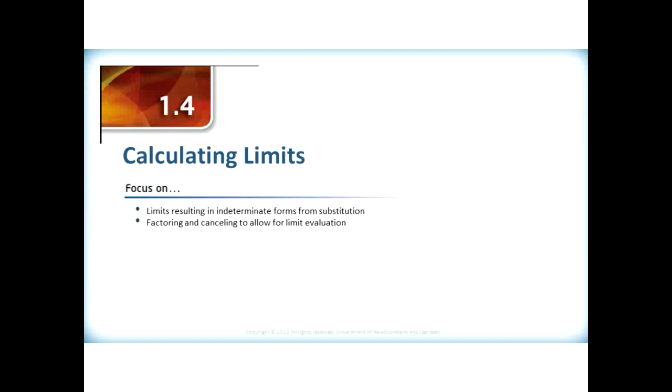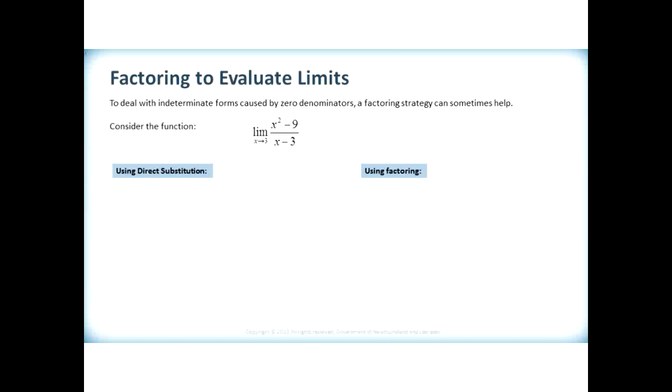We'll get started. Real quickly, we've got a couple of key topics. The first one is limits resulting in indeterminate forms from direct substitution. When we fill in and it doesn't work, as we should know from previous study, that doesn't mean the limit doesn't exist. It just means we might have to try something different. One of those things we can try is factoring and cancellation to allow for limit evaluation. So let's give this a whirl.